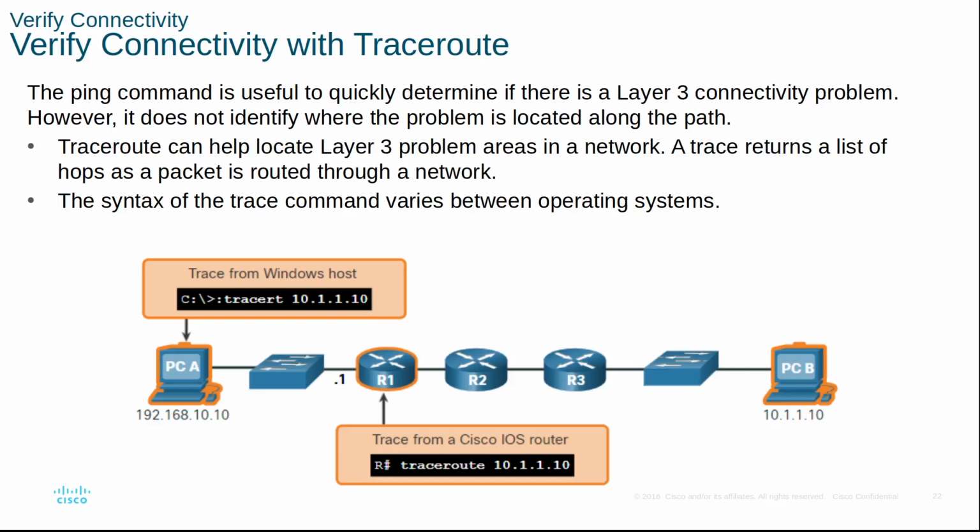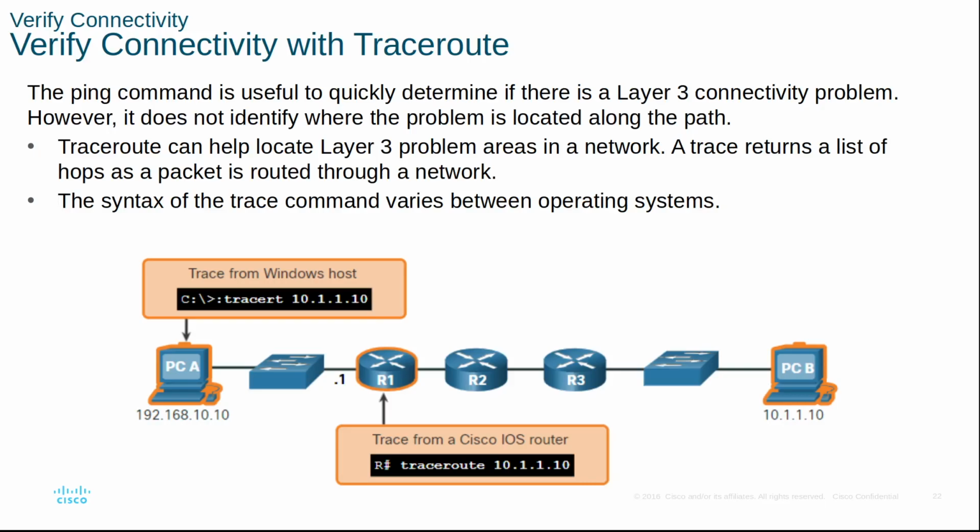The syntax for traceroute varies a little bit between different operating systems. In Windows, it's tracert. In Cisco and Linux, it's traceroute spelled out. The nice thing about traceroute is it will show you each hop, each router that packet passes through between source and destination, plus the source and the destination. It's pretty great. Oh, plus the default gateway of the source, right?